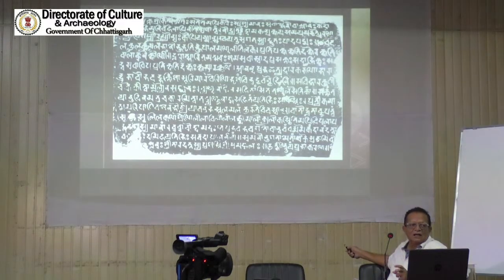So this is an area, again, where I have drawn the attention of the scholars to differentiate between the early Nagari and Kutila, and how they overlap over a period of time. And earlier scholars named it early Nagari in most of the annual reports.